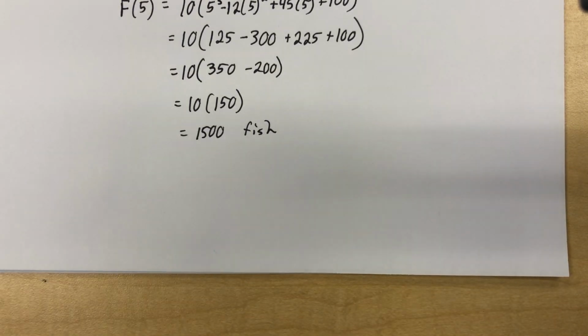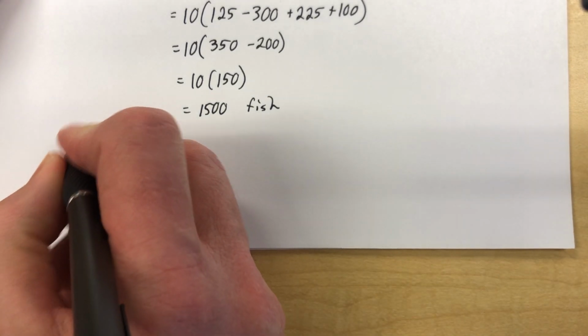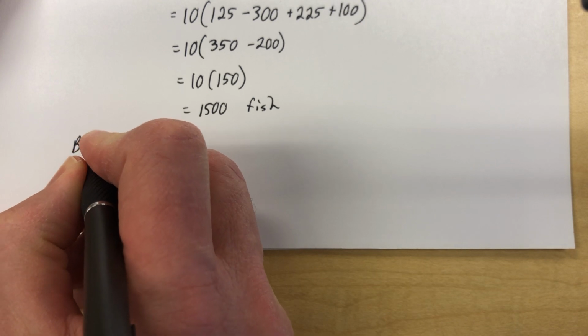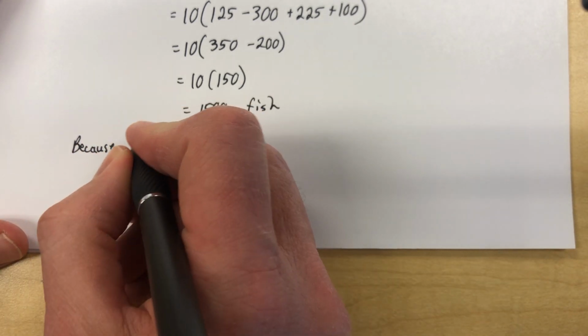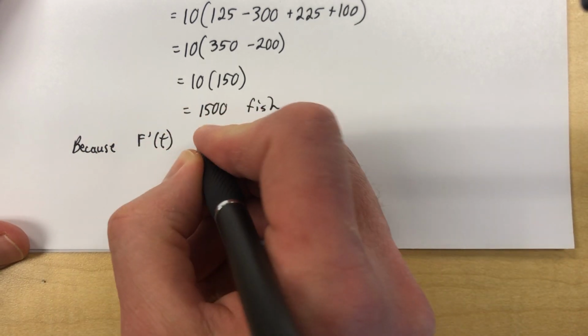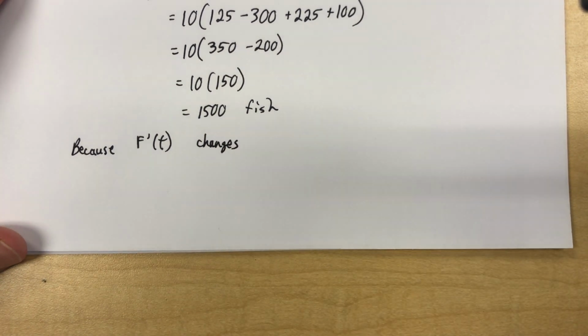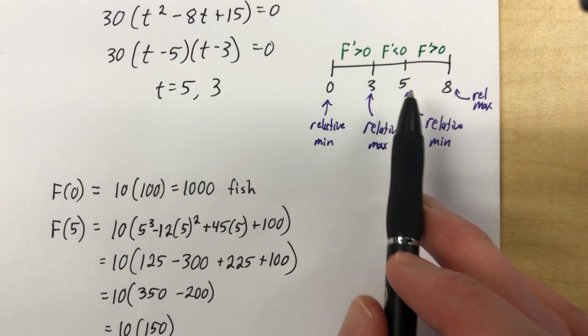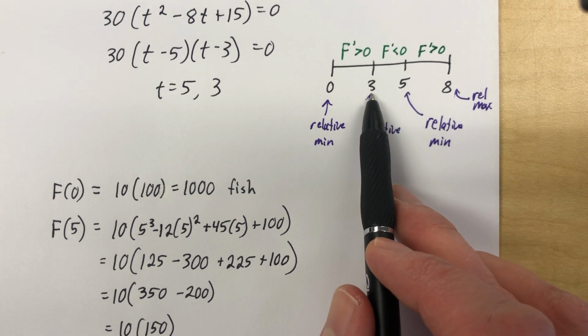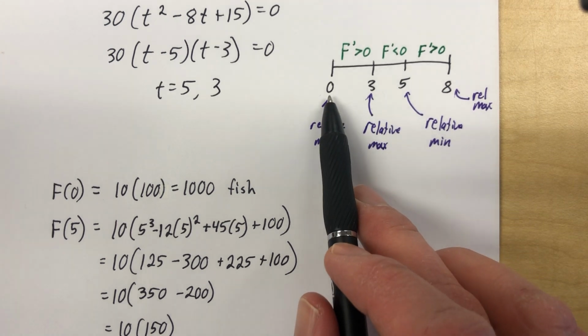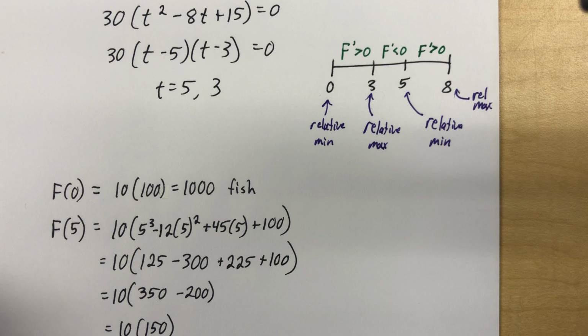So let's justify a few things here. We have done a lot of work. Let's write some stuff down. So because f prime of t changes, by the way, here's what I'm about to write. I'm just giving you a heads up of where this is going. I'm going to explain to the person who's grading my paper why I used 5 and I didn't use 3. And you might say, well, what about the 0 and the 8? Okay, we'll talk about that in a minute.